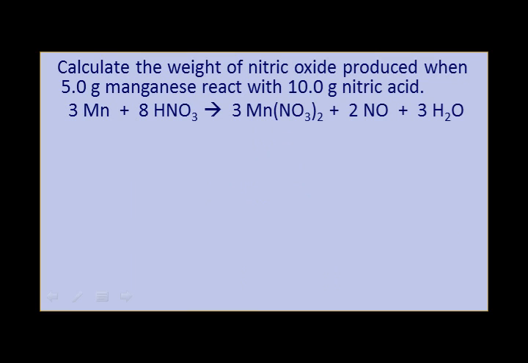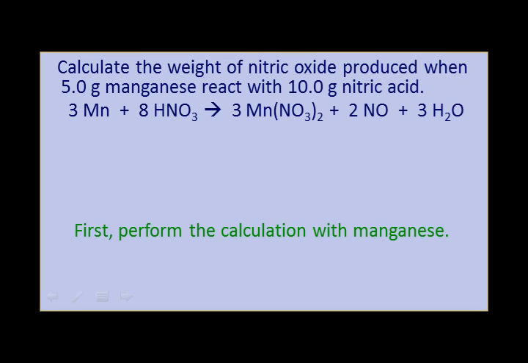Let's calculate the weight of nitric oxide produced when 5 grams of manganese react with 10 grams of nitric acid. Now, we're not going to worry about the concentration of the nitric acid. We're going to say there are 10 grams of HNO3 that's working for us. Okay. First, perform the calculation with one of the 2 reagents. So I'm going to choose to perform it first with manganese.